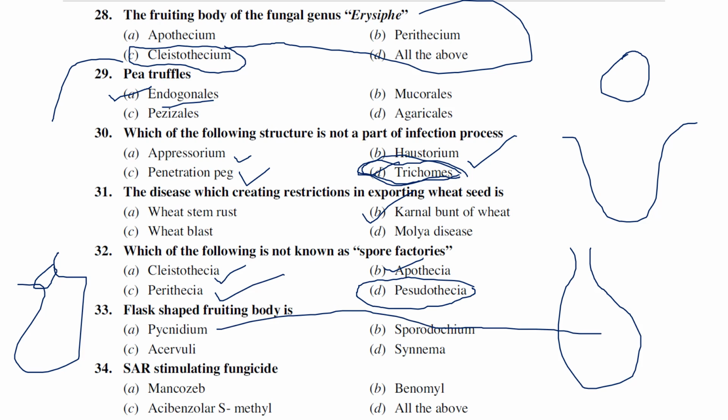The next one is the SAR, systemic acquired resistance stimulating fungicide. This is a kind of defense that is present in plants. Systemic acquired resistance, induced systemic resistance: these are all layers of defense in plants. That can be stimulated by the application of a fungicide. Which fungicide stimulates systemic acquired resistance in plants? Mancozeb, benomyl, S-benzol or S-methyl, all the above. Actually, it's acibenzolar-S-methyl. In epidemiology also, I have given in my book very clearly the difference between SAR and ISR, where I have mentioned this acibenzolar-S-methyl is a fungicide used to activate the SAR, systemic acquired resistance.